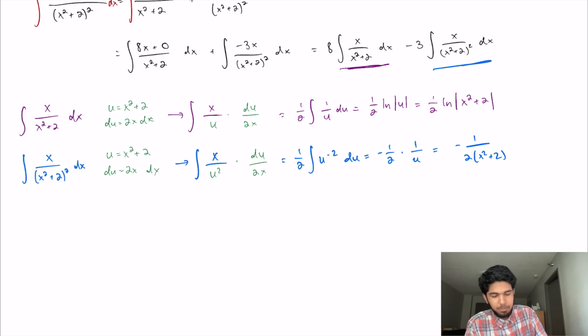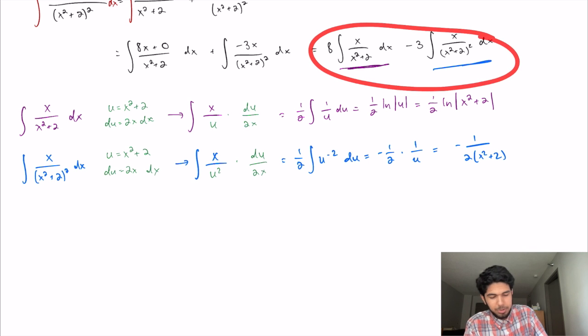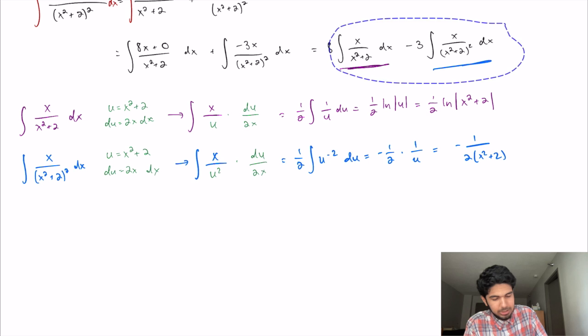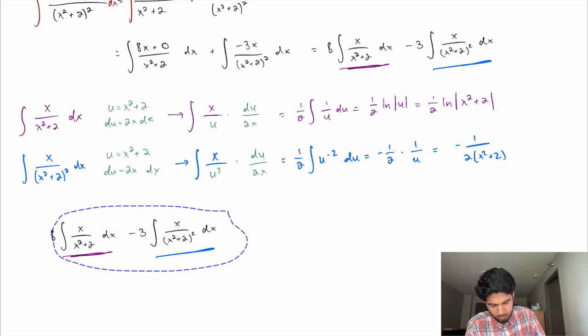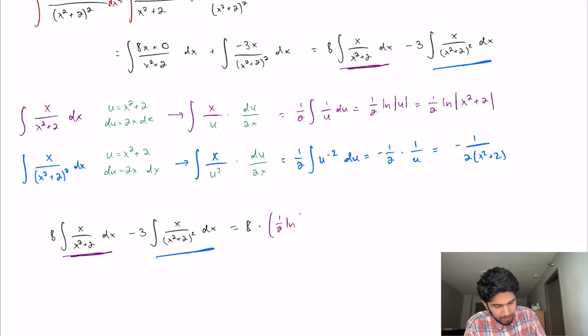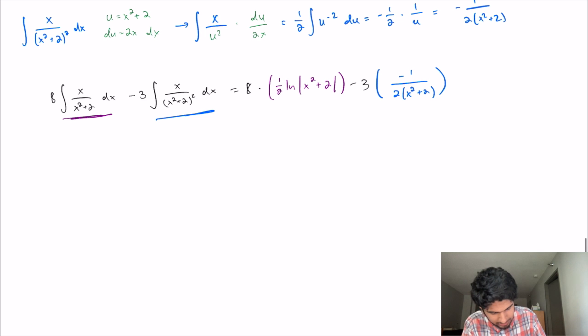And now we can put it all together. This is what we were trying to solve for, so let's bring that down here. So this will be equal to 8 times 1/2 ln absolute value of x squared plus 2 minus 3 times, I should have used blue or black for this, minus 3 times negative 1 over 2 times (x squared plus 2). And we can compute this all out.